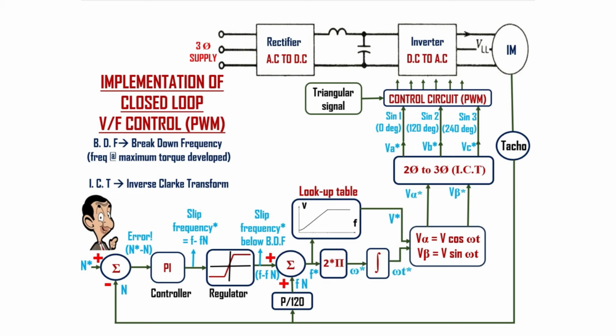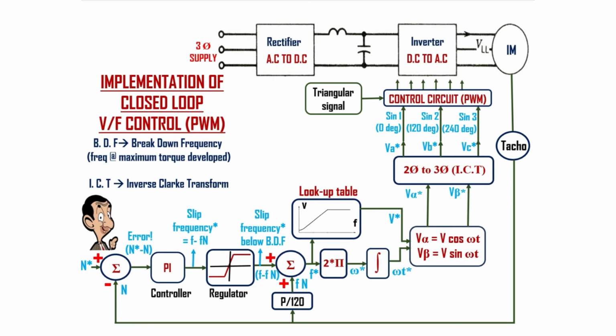So the output of the PI controller is the desired slip frequency. In an induction motor, torque is proportional to slip speed ns minus n, and hence the slip frequency fs, or simply f minus fn. That's why this PI speed controller in an induction motor is considered as giving the slip frequency f minus fn. Next, the slip frequency has to be limited using a slip regulator so that it will restrict the operation below the breakdown frequency at which the maximum torque develops in the induction motor.